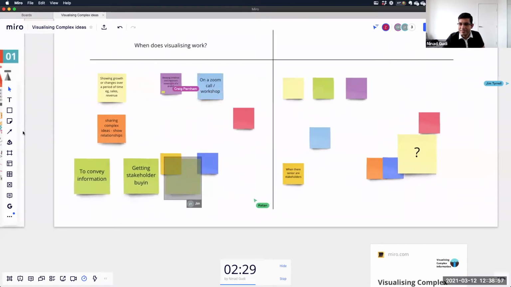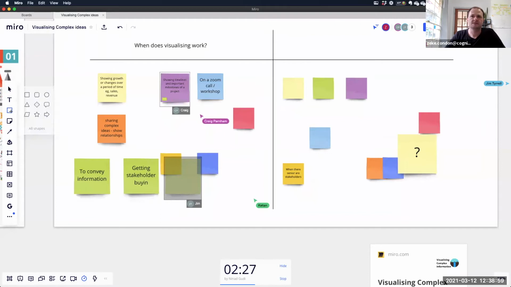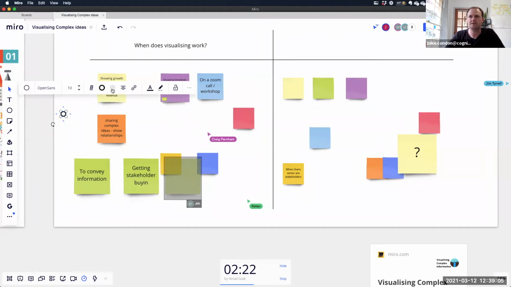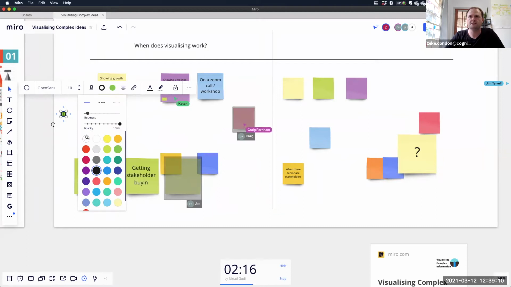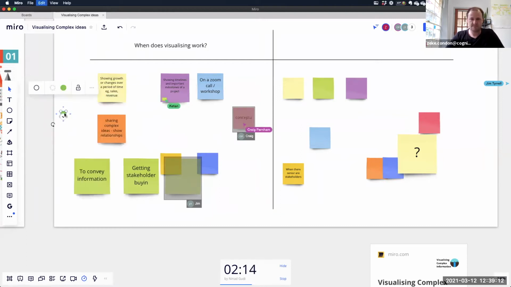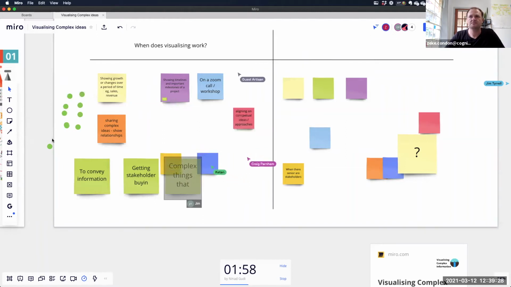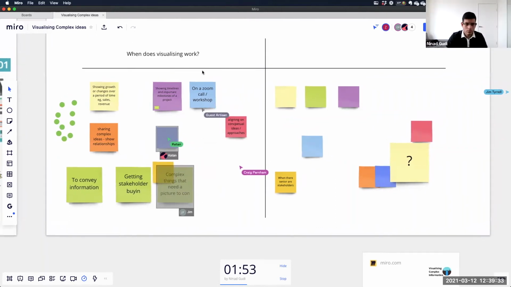Awesome. So guys, if you want to vote on others, you can either use a little label thing or I've put a little sticker over on the side here where you can just take one of those and shove them on the other tickets that you see out there. I want to get an idea of when is the best time to be visualizing information, complex information, when is not a good time to be visualizing complex information.